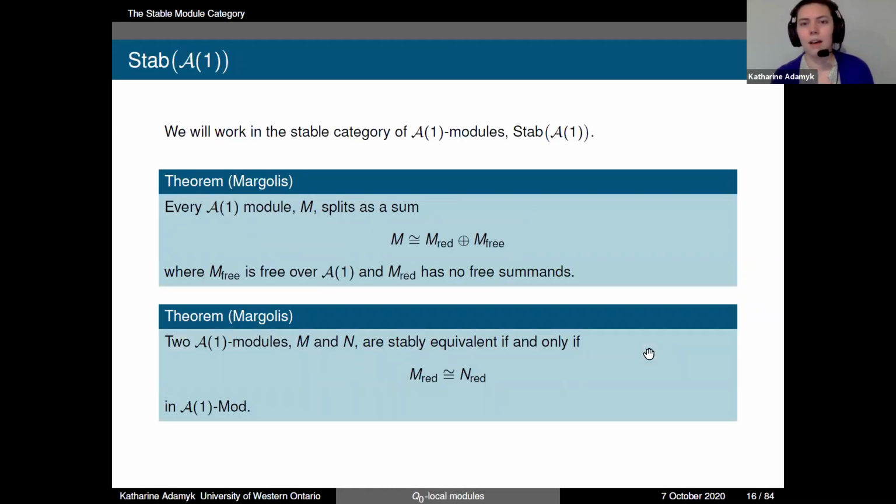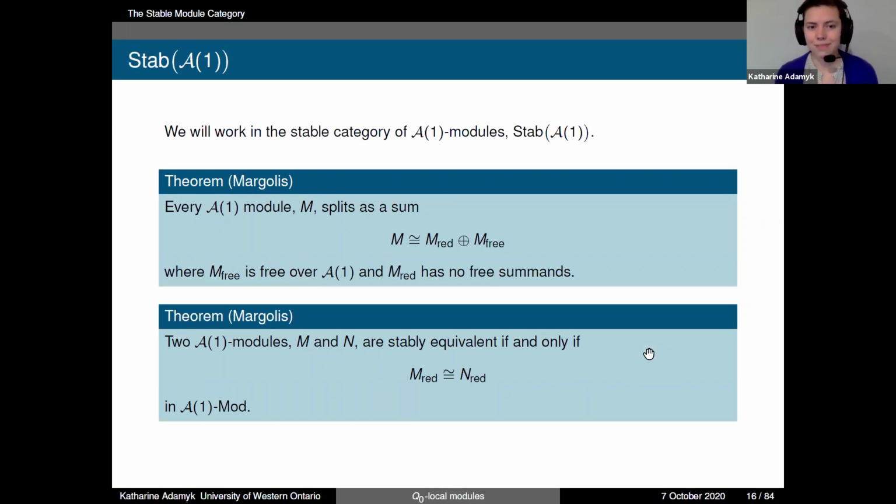The category of stable A1 modules has a really, really nice description. So these are two theorems of Margolis. The first one tells us if I have an A1 module, it splits as a sum of a free part and a reduced part. So the free part, as you might suspect, is free over A1, and the reduced part has no free summands.